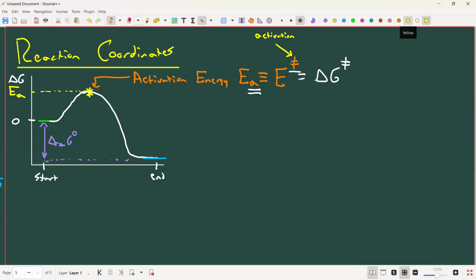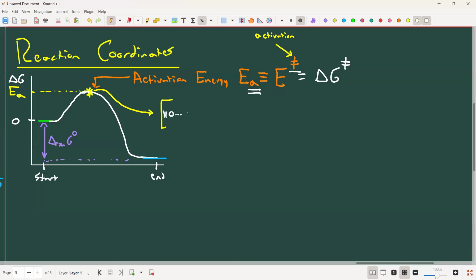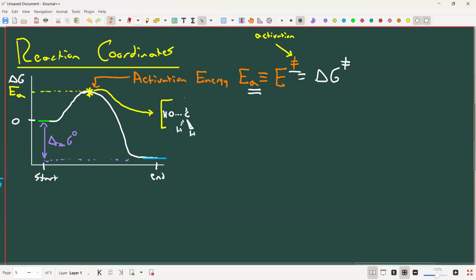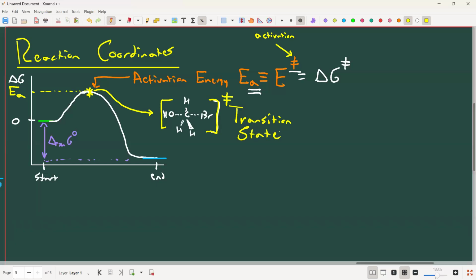And for our reaction, we have a special structure, this intermediate state that we've defined, that's halfway reacting. We always give this special energy, this activation structure, a double dagger. When we write a double dagger, we call this a transition state. Okay, a transition state.